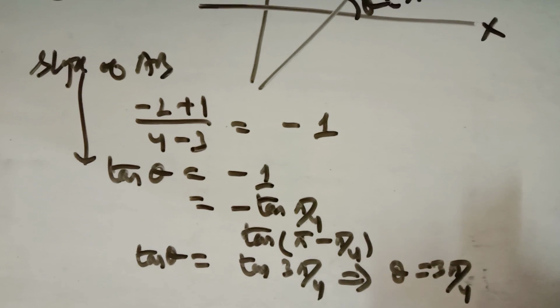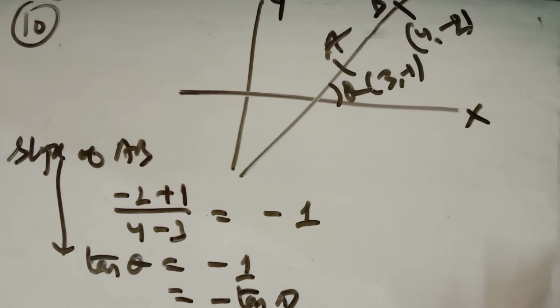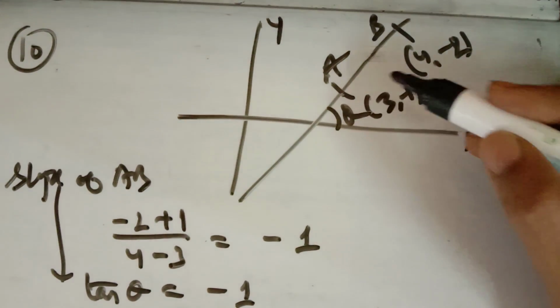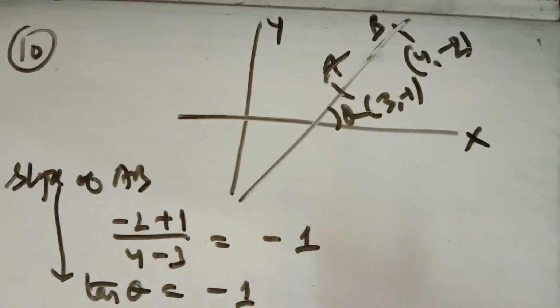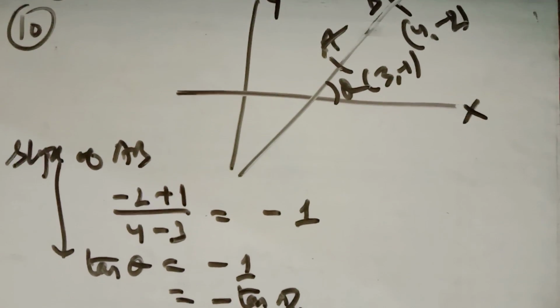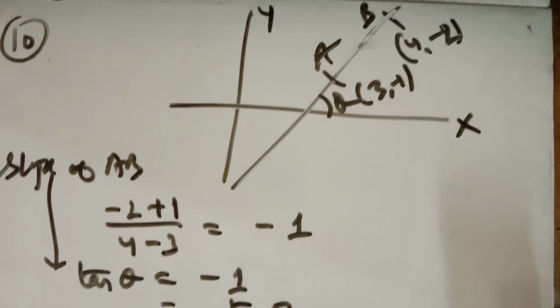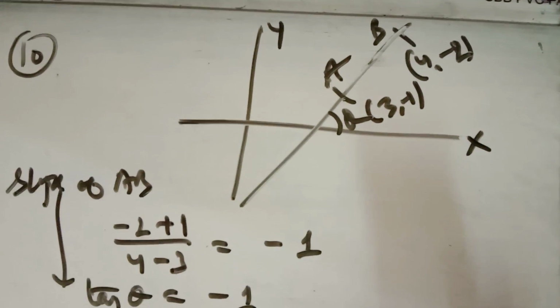So this is the angle made by this line with the positive direction of the x-axis when it is passing through the 2 points. What I have done is find the slope of AB passing through the 2 points and put it equal to tan theta, which gives the angle made by the line with the positive direction of the x-axis. So this is question number 10.